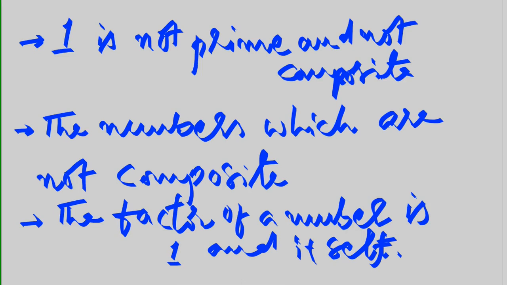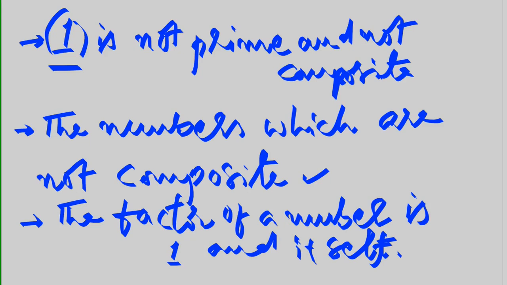Here we have a few definitions of a prime number. First of all, we all know that 1 is not a prime number and it's not a composite number. Now, how can we define a prime number? Except 1, all the numbers which are not composite numbers are prime numbers. That is one kind of definition.